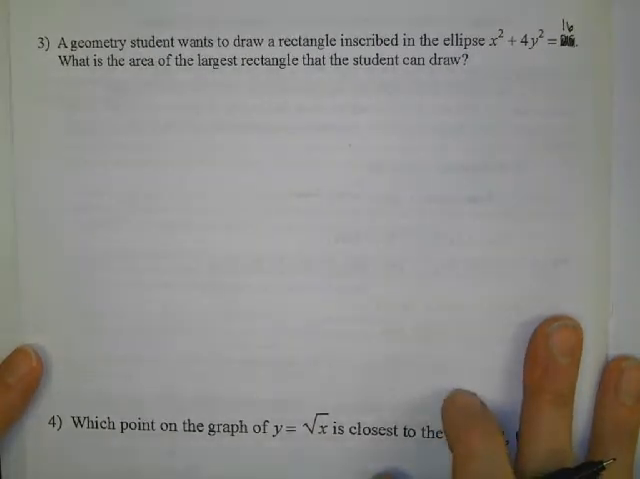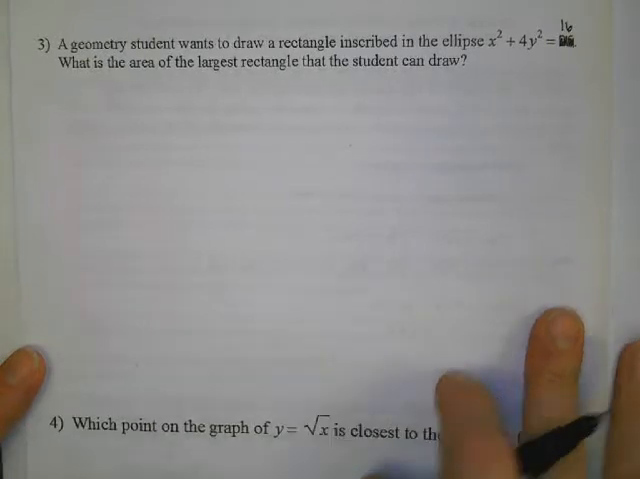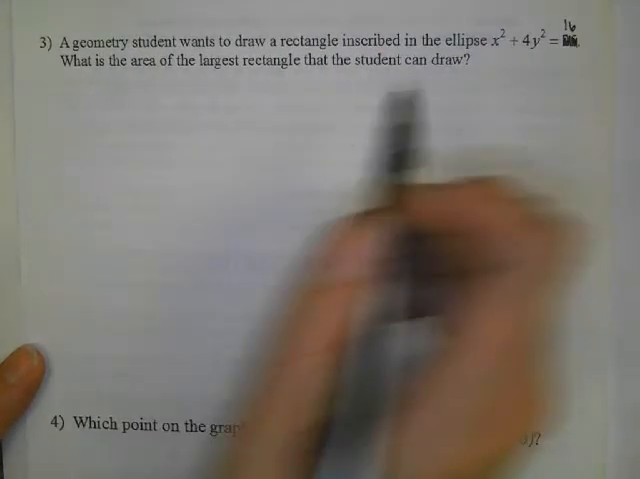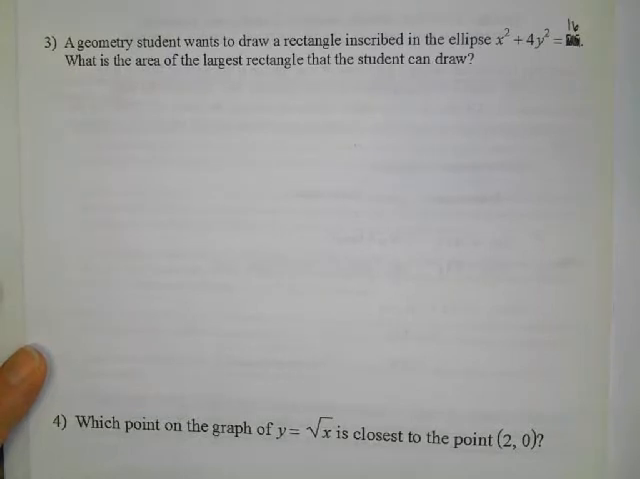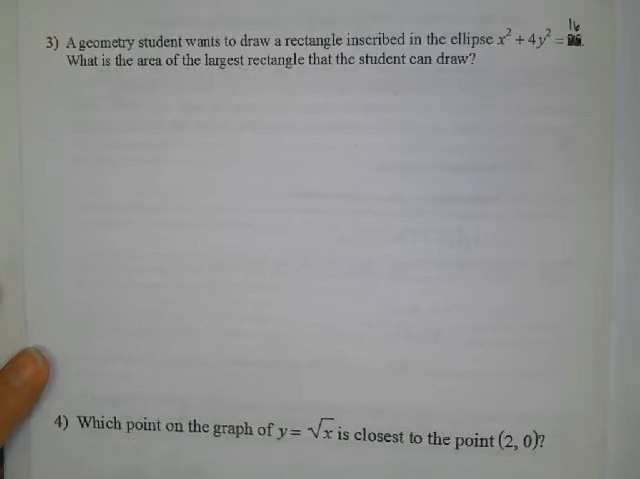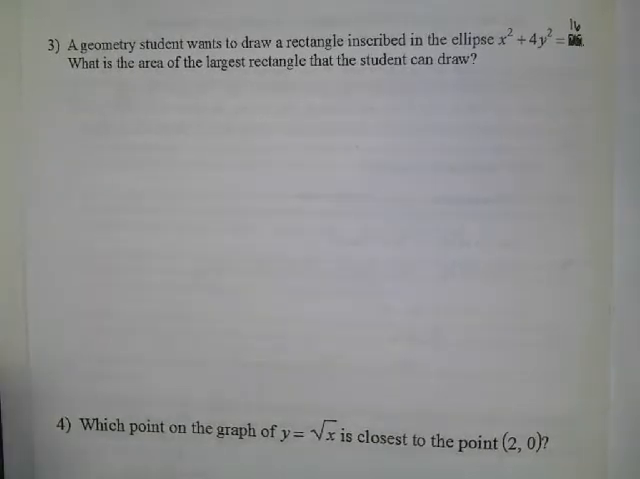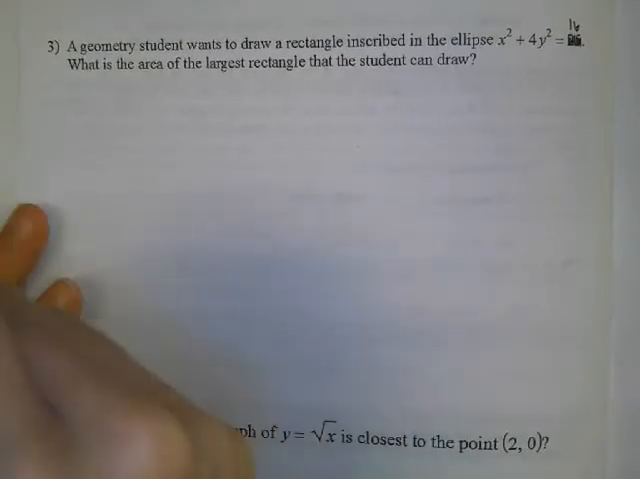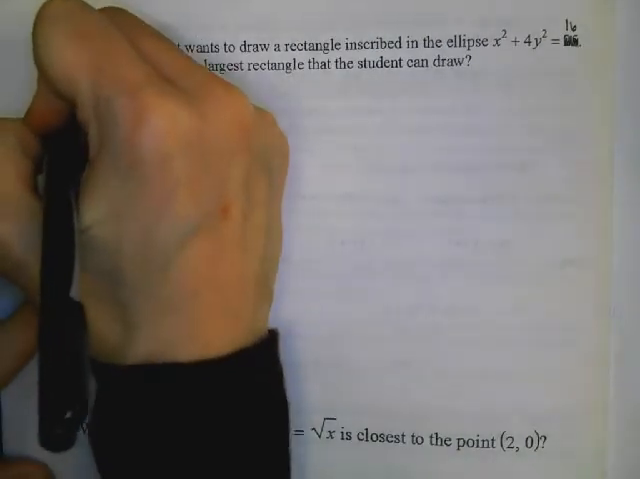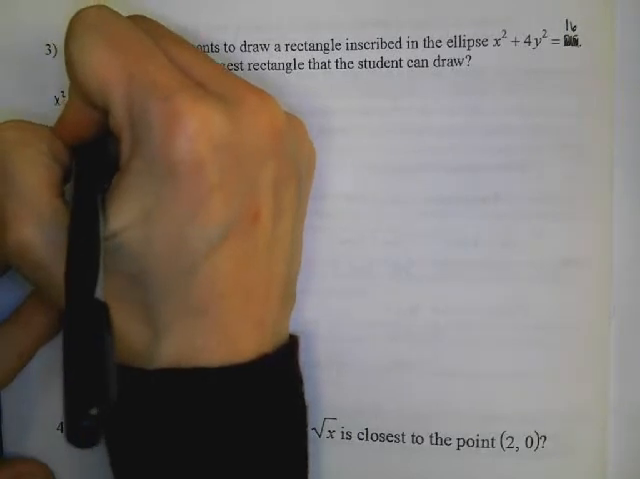So what we have is a geometry student wants to draw a rectangle inscribed in the ellipse x squared plus 4y squared equals 16. And we want to know what's the largest area, or the area of the largest rectangle that the student can draw. So again, here I think it's really important to draw a picture to see what we're working with. So the first challenge maybe here is to remember how we graph an ellipse.